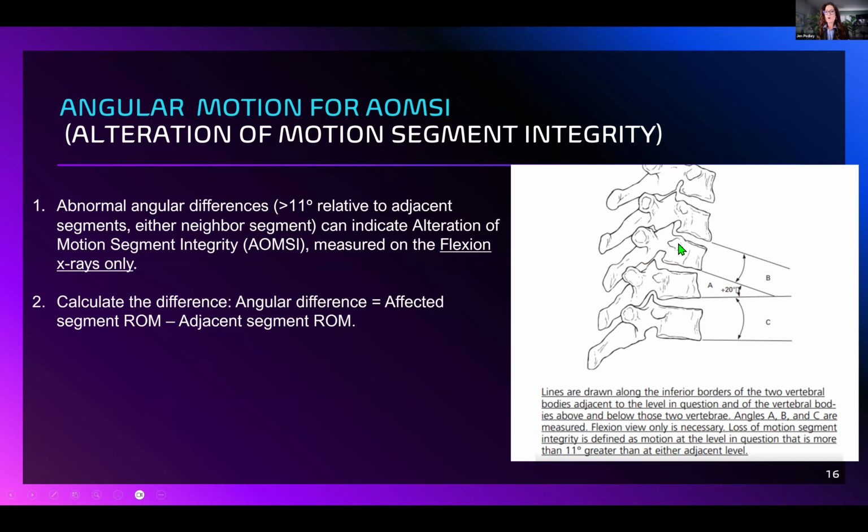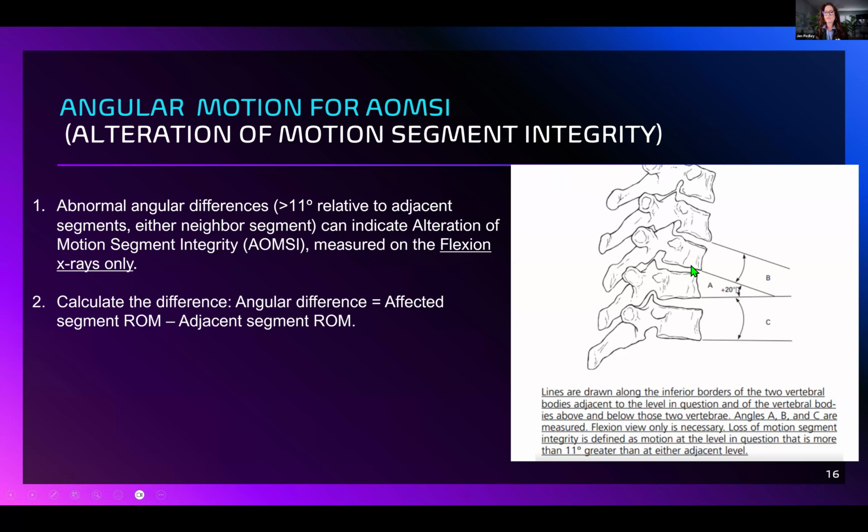So we know that this segment here, let's just call this C5. This C5 is the area where we see there's actual angulation going on. It's the apex of the angulation. So if I want to know, okay, is this segment stable or unstable, then we compare to the level above it. So we draw this line along the end plate above it. So if this is C5, this will be C4, and then we get that angulation measurement.